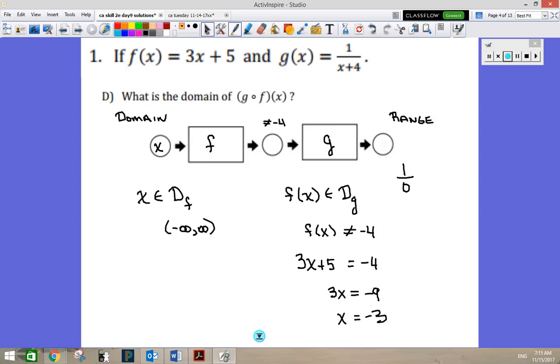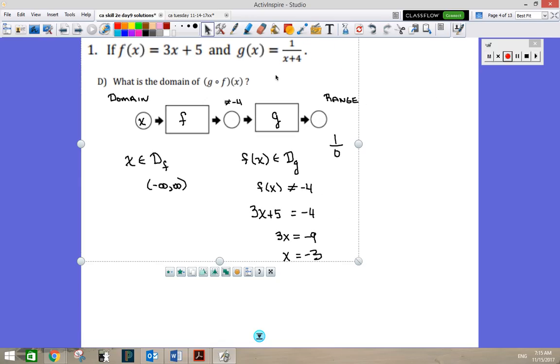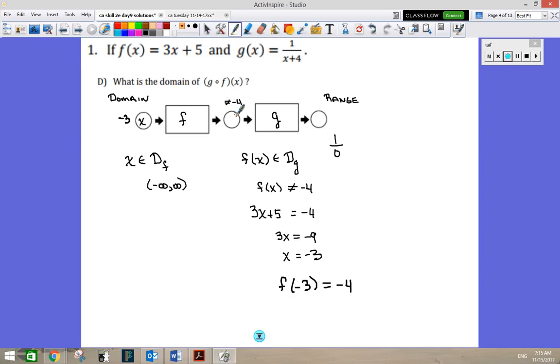And what this tells us is that f evaluated at -3 is producing this -4 that we do not want. The lights just went off because I'm in the corner. So if you input -3 into f, you get -9 plus 5, which is -4, and then that -4 does not make it through g. We don't throw out the -4, we throw out the -3 that caused that -4. So both of these have to be true at the same time.